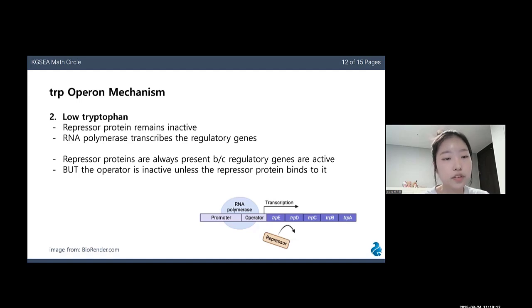However, when tryptophan levels are low, the repressor protein remains inactive on its own. It cannot bind to the operator, so RNA polymerase moves through and transcribes the genes that make the enzymes to synthesize tryptophan. An important note here, the regulatory gene is always active, so the repressor protein is always being made regardless of the level of tryptophan. But whether the operator is active or not depends on the binding with the repressor protein.